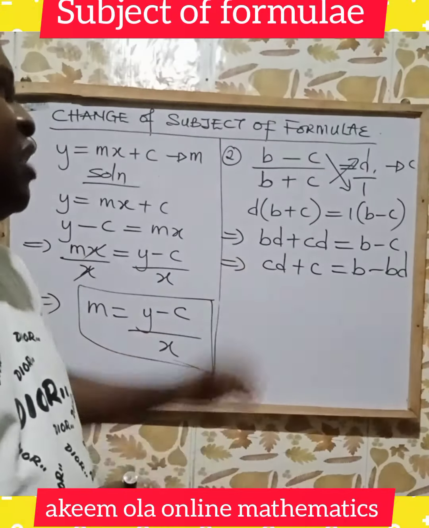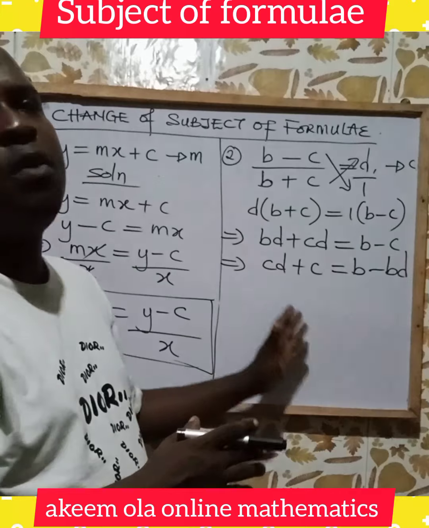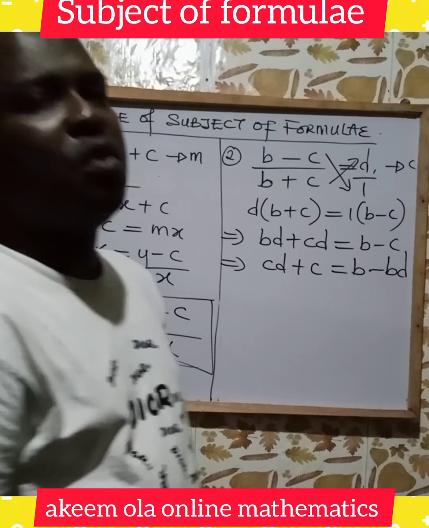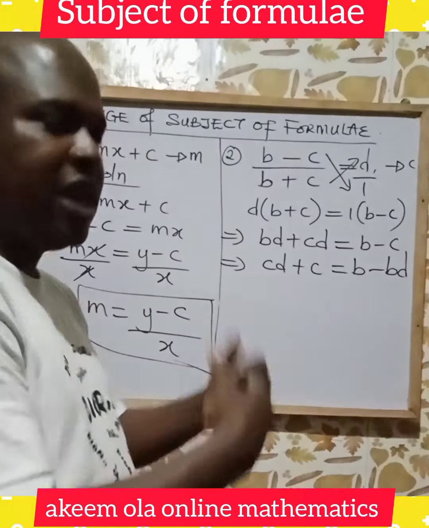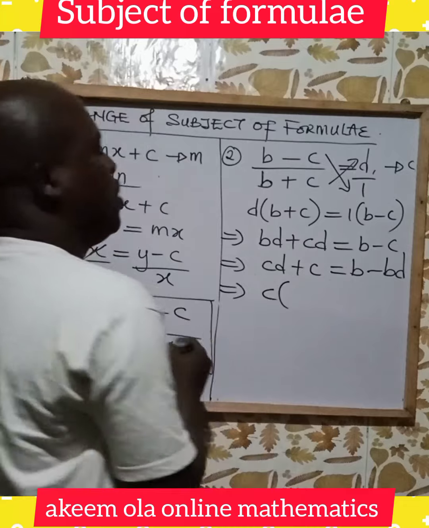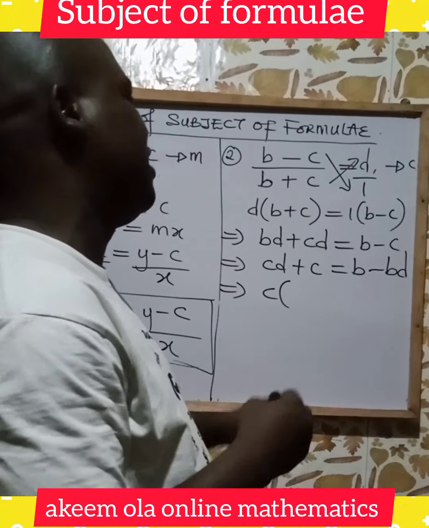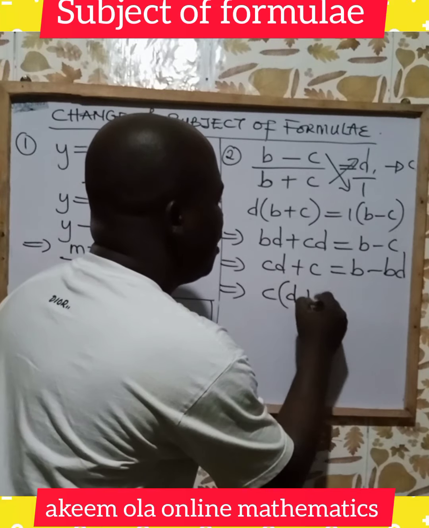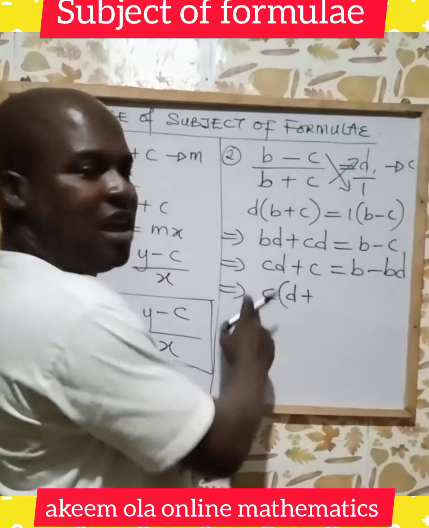If you check the left hand side of the equation, you will notice that C is common there. And if you check the right hand side of the equation, you will notice that B is common there. Whatever that is common, you take it out. That means here now we will have C into, I'll now divide each of these by this C. CD divided by C, that means I'll be left with D. Plus C divided by C, I'll be left with 1.